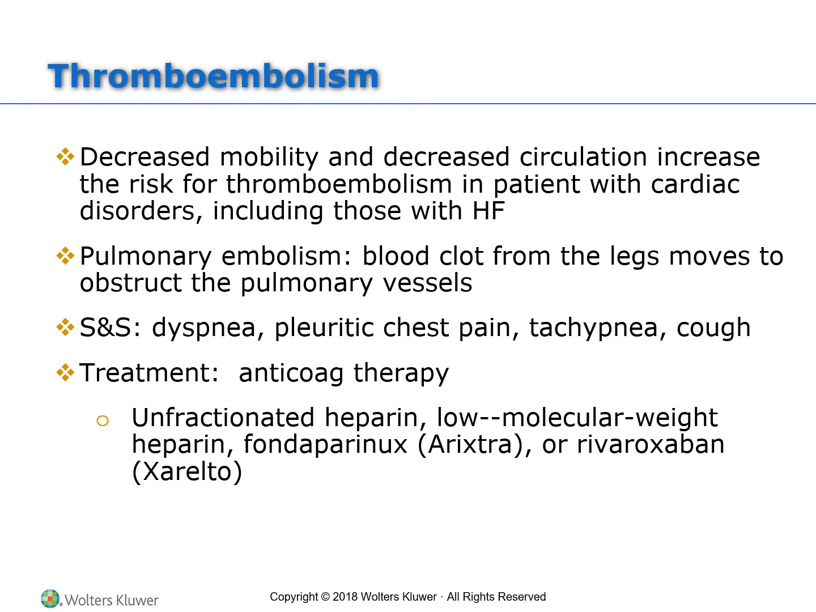Treatment is generally anticoagulation therapy. They can also have clots that develop elsewhere in the body. If they do, you want to make sure that they do not travel to the heart, lungs, or brain, because then they'll have an MI, a stroke, or symptoms of a PE. A patient who does have a PE, they're going to have severe shortness of breath, pleuritic chest pain, they'll be tachypneic, they will have a cough.